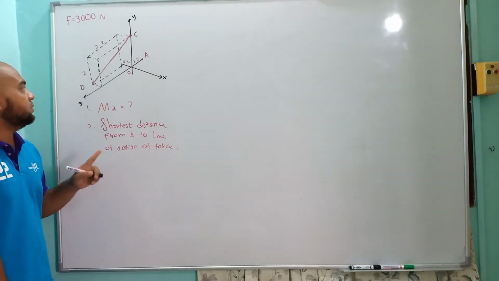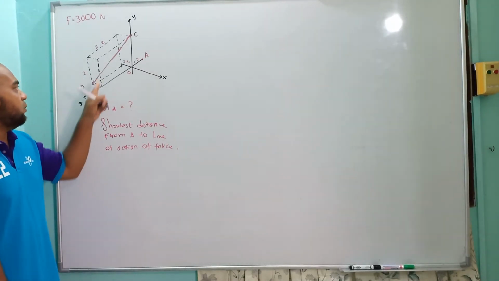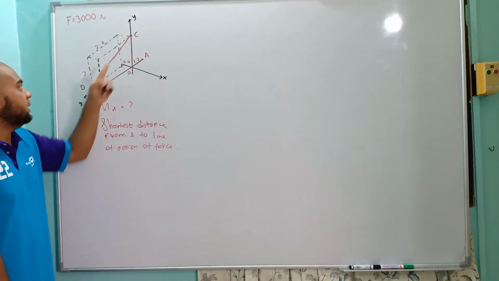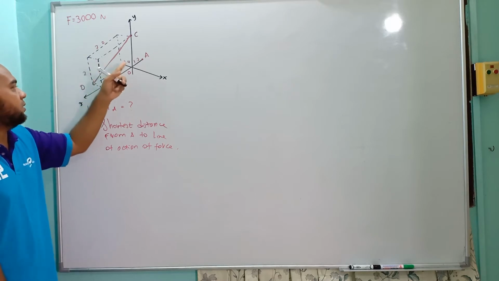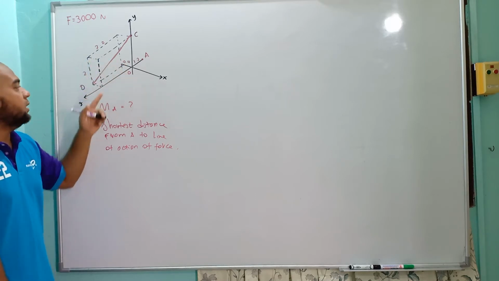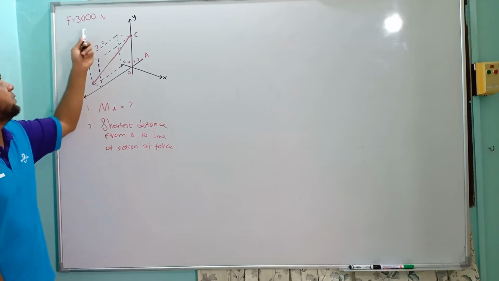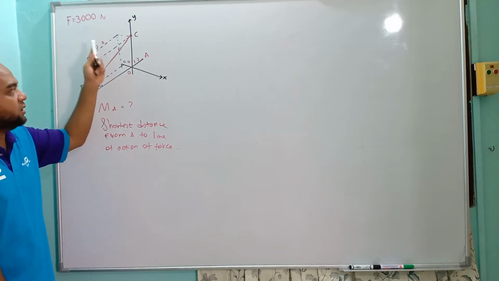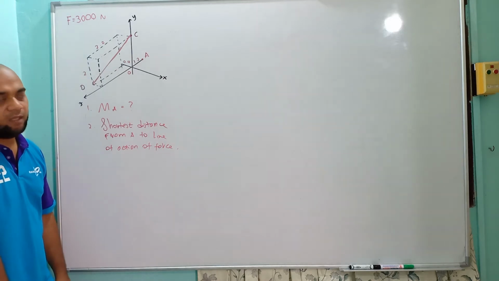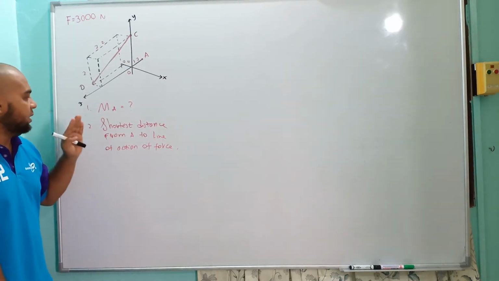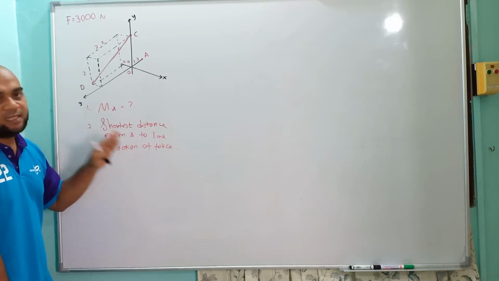In this example we have one force from C to D in 3 dimensions, given the dimensions of all the components. The question asks us to find the moment of this force F, 3000 Newton, about point A. And the second question is to determine the shortest distance.